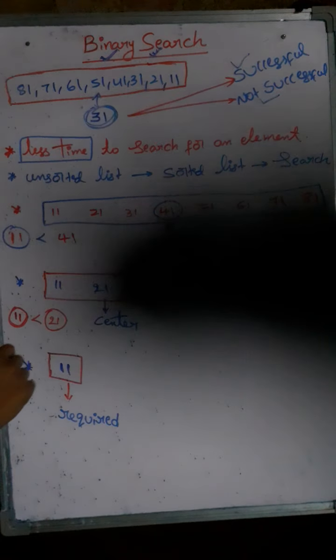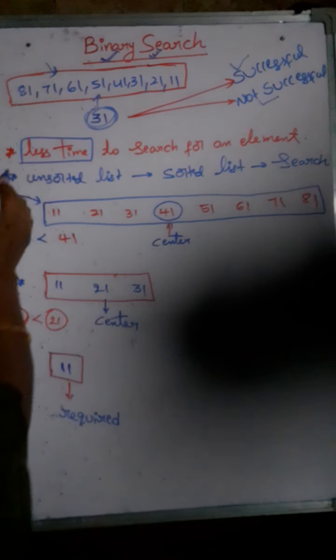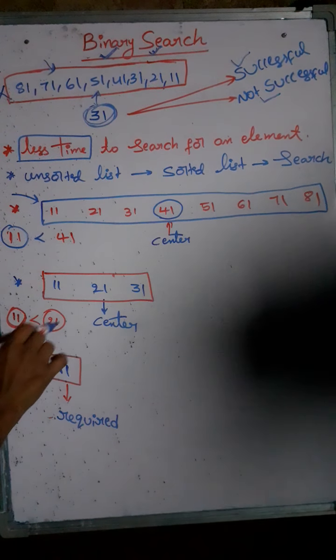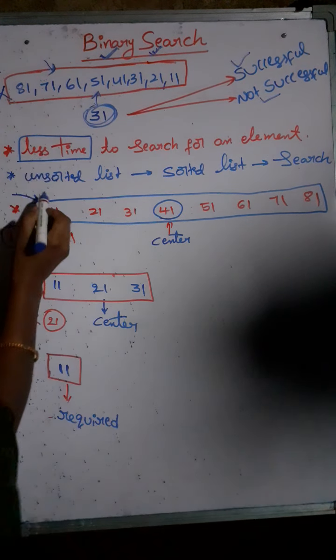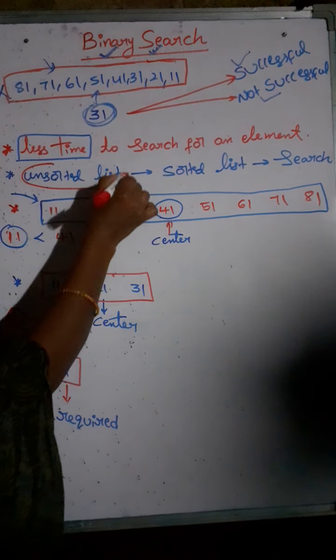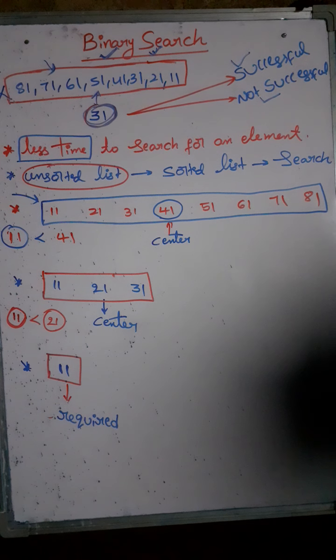But in order to apply the binary search method, we should check whether the given list is a sorted list or not. Here, if you observe, this is not a sorted list, right? So we cannot apply the binary search method here. So first we need to convert it if they have given an unsorted list. Let us assume that they have given one unsorted list and now we need to search for a particular element. Now we want to apply the binary search method.